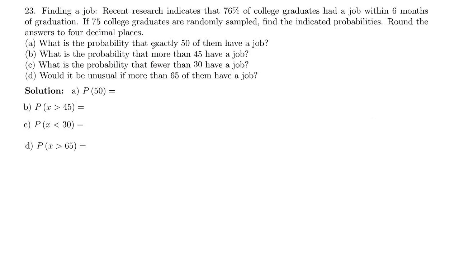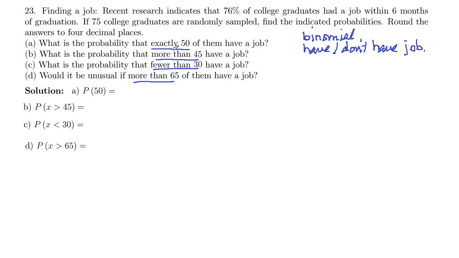What's the probability that exactly 50 have a job, more than 45 have a job, fewer than 30, and would it be unusual if more than 65 have a job? Well, this is binomial because they either have a job or they don't. So that means we can use binomial PDF and binomial CDF to find these probabilities.